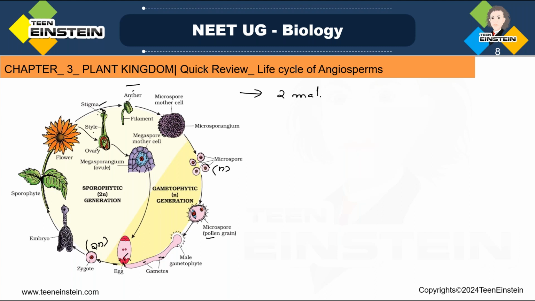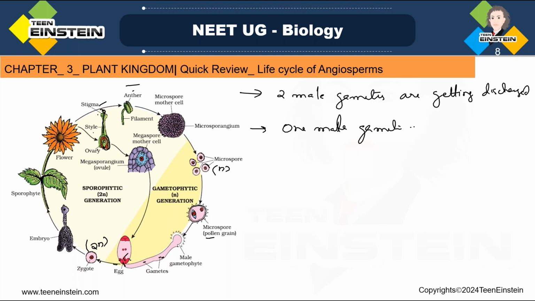So there the two male gametes are getting discharged. One male gamete fuses with the egg cell. That is called syngamy. This is the syngamy, and that forms the zygote.